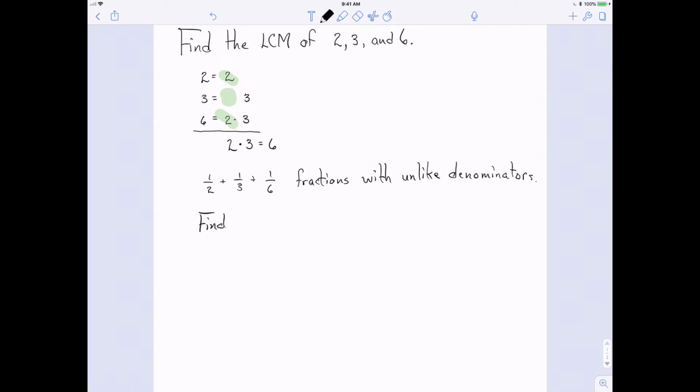Well, let's do this. Find the common denominator. That is the same thing as finding the LCM, or lowest common multiple, of the denominators. Well, we just did that. Okay, so here we go.